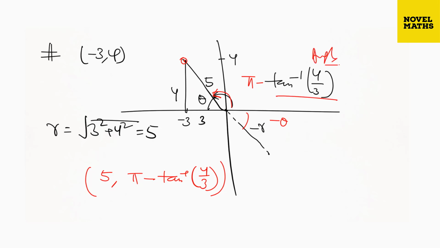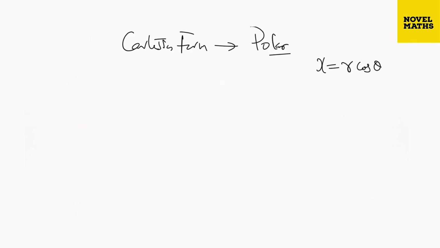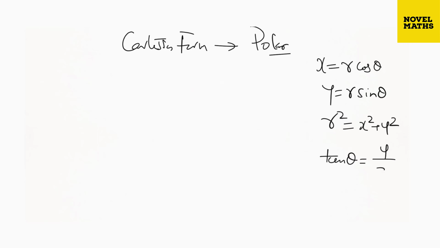Alright, so we finished polar to Cartesian and Cartesian to polar. Now let's move into converting equations, and we can start with converting Cartesian form to polar. There are a few things we have to keep in mind: x is r cos theta, y is r sin theta, r square is x square plus y square, and tan theta is y over x.